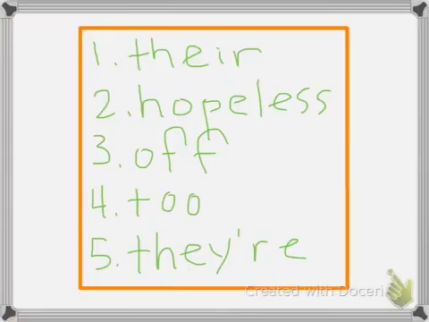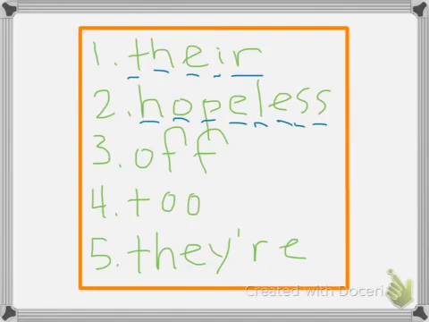Okay, let's check your work. This is what your sticky note should look like. Let's spell each word, and when you say each letter, underline it. Do it very quietly. Number 1, there. T-H-E-I-R. Number 2, hopeless. H-O-P-E-L-E-S-S. If you made any mistakes, please correct them. We always spell words correctly.